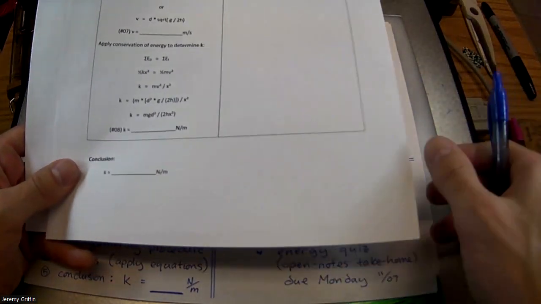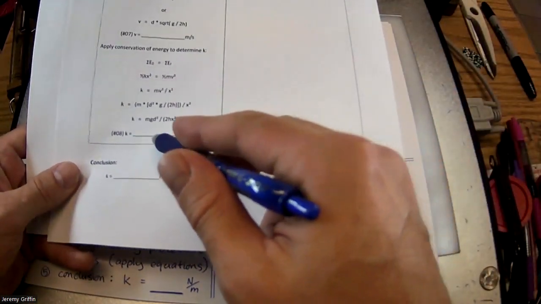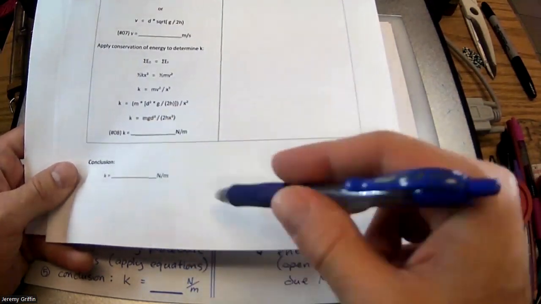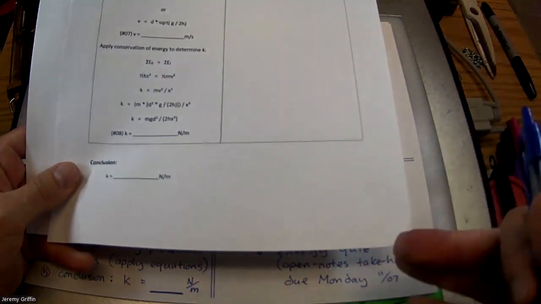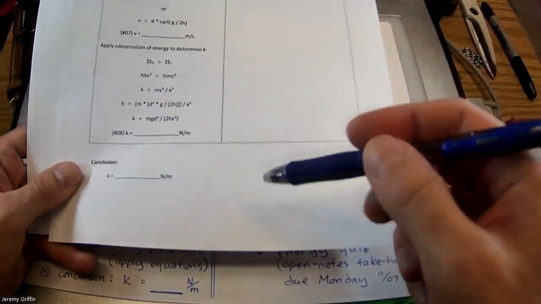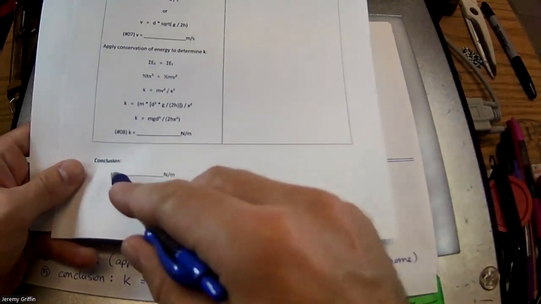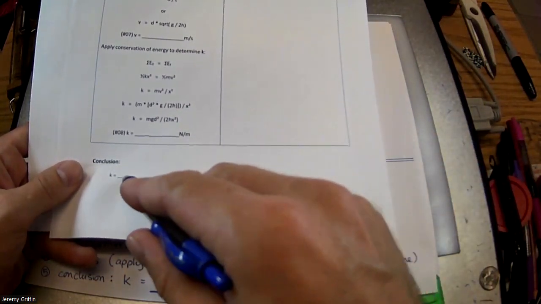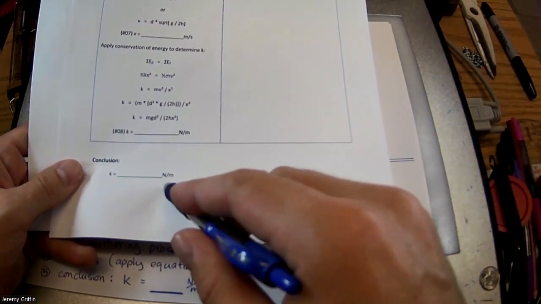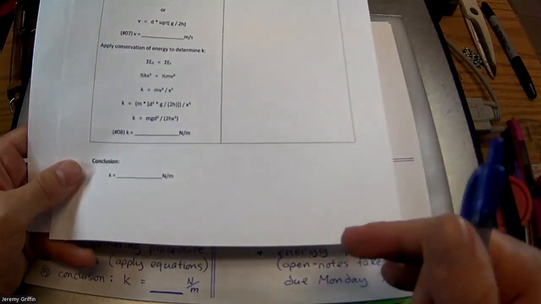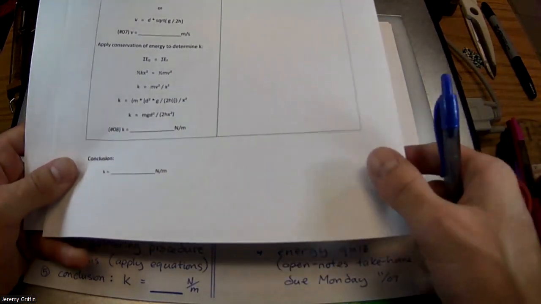I was running around checking your papers before I started this recording again. It looks like you guys are getting numbers in the hundreds, which is good because that's a believable value. You've got like 150 newtons per meter. Yeah, okay, I can believe that. Sounds about right. So the final point is for a conclusion: k equals something in newtons per meter. And if you got something in the hundreds, then that's a really good sign.